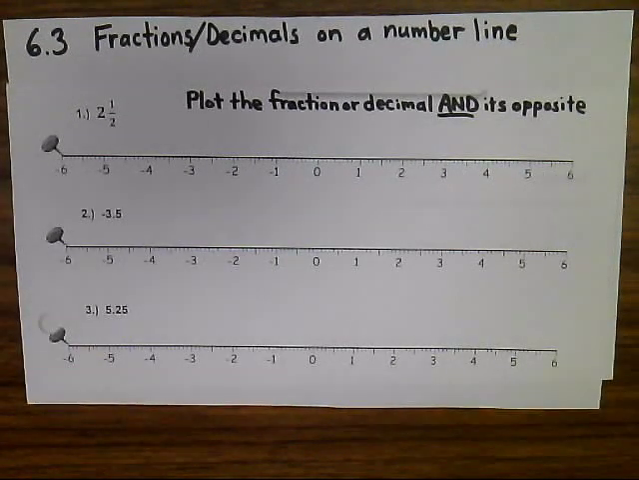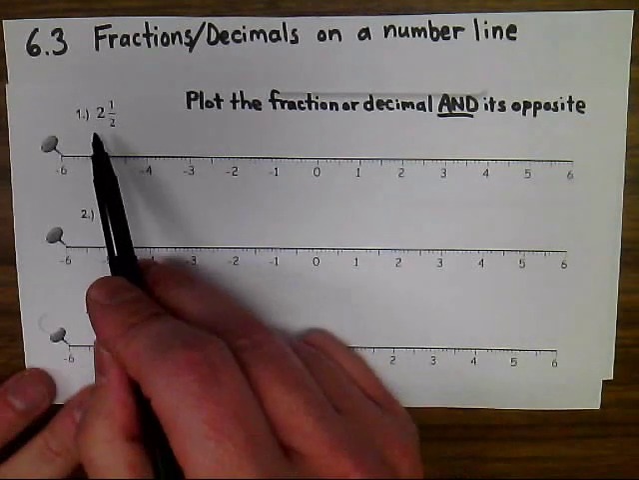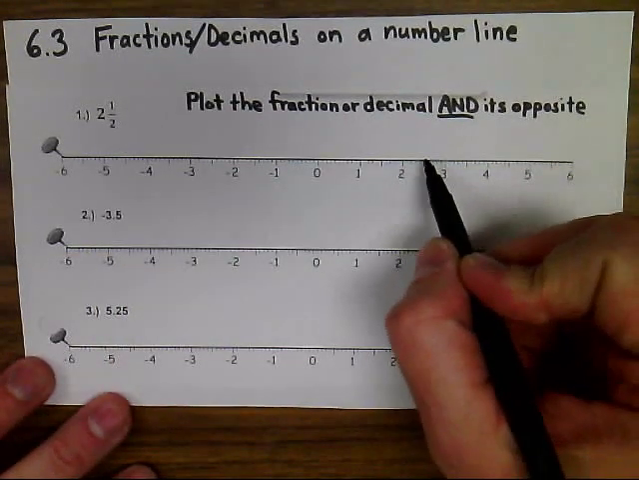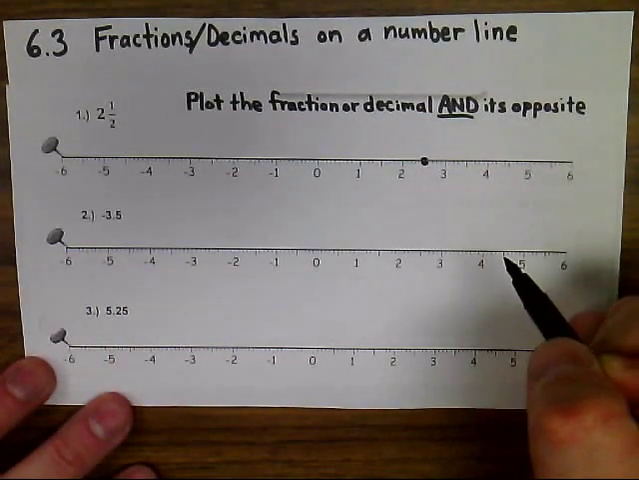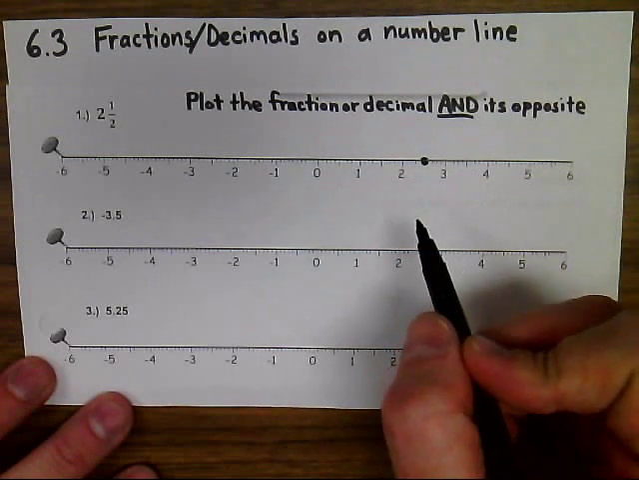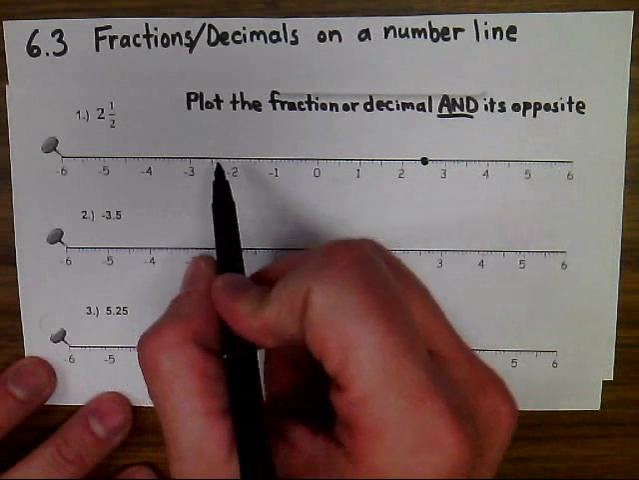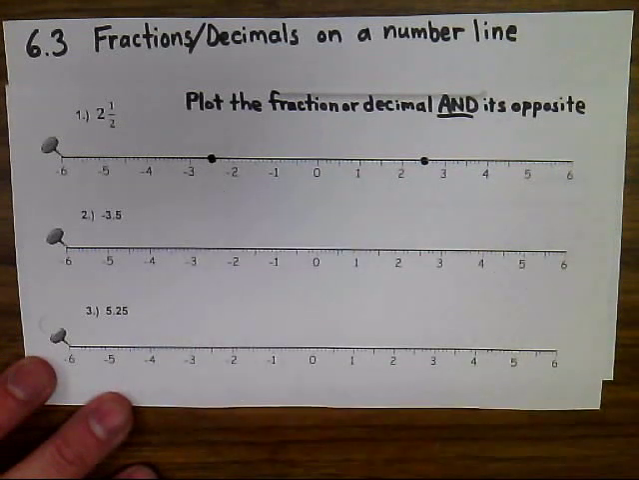This is very similar to what we would do with a whole number, with integers. And what we're going to do is look for our number line for the number 2.5. Because 2.5 is directly between 2 and 3, I'm going to plot my point directly between 2 and 3. Now its opposite should be the same distance from 0. So I'm going to do between -2 and -3, and that would give me its opposite.